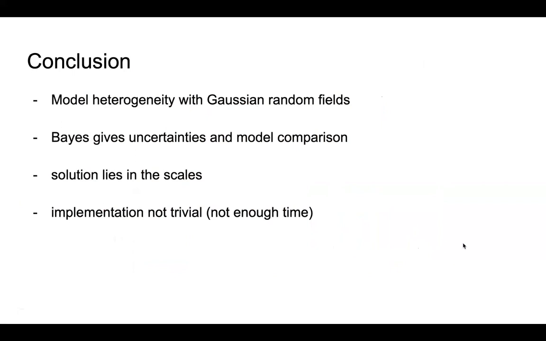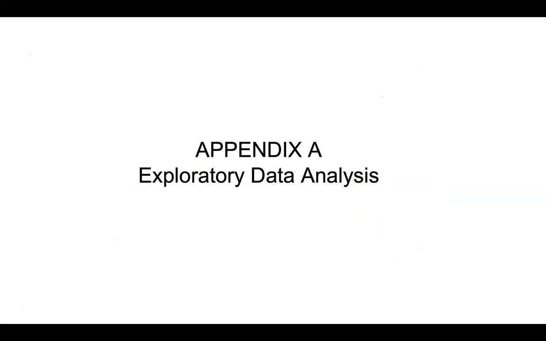So the conclusion is Gaussian random fields are very flexible for modeling heterogeneity. We can compare models and give uncertainties by Bayesian methods, look at different length scales, but the implementation is not trivial, so one would need much more time to have a full implementation of what we proposed.